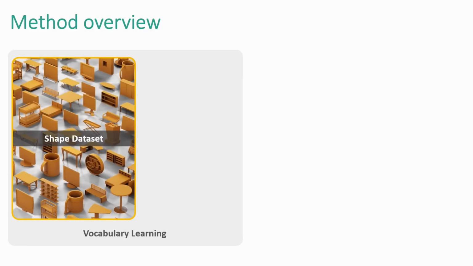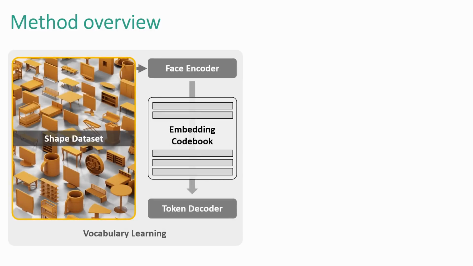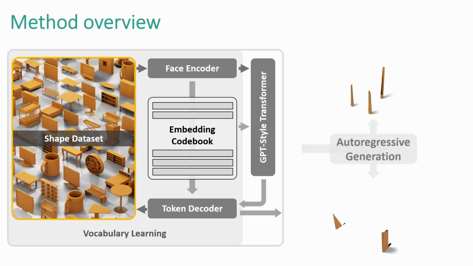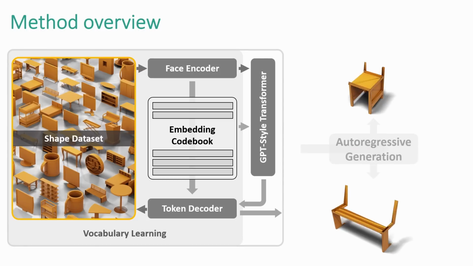To achieve this, we first learn a vocabulary for triangle meshes, which we then use for autoregressive generation of a mesh. We learn a vocabulary of geometric embeddings from a vast collection of shapes. This is done with an encoder-decoder network, which features vector quantization at its bottleneck. We then use the trained encoder and learned vocabulary to train a GPT-like transformer. Once fully trained, it enables the direct sampling of meshes as sequences from this vocabulary.